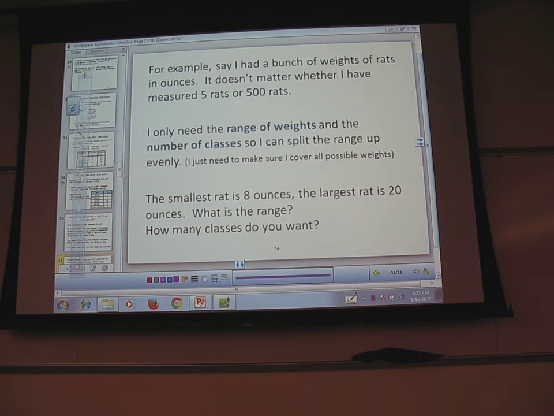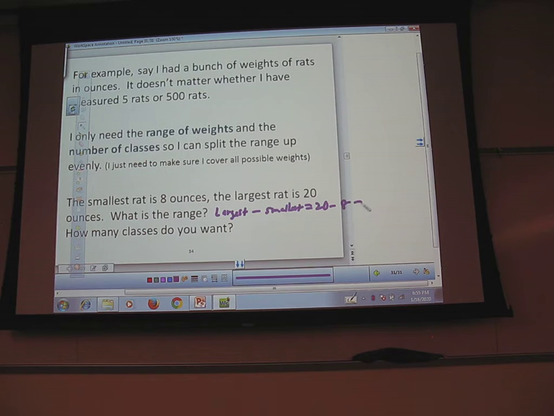So my range. So remember, range is the largest minus the smallest. So that's 20 minus 8. So my range is 12, but I really have 13 items, right?